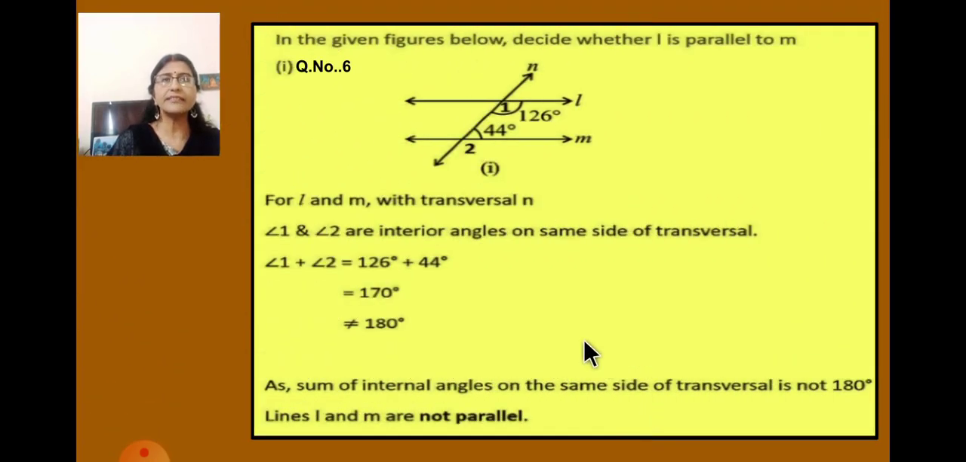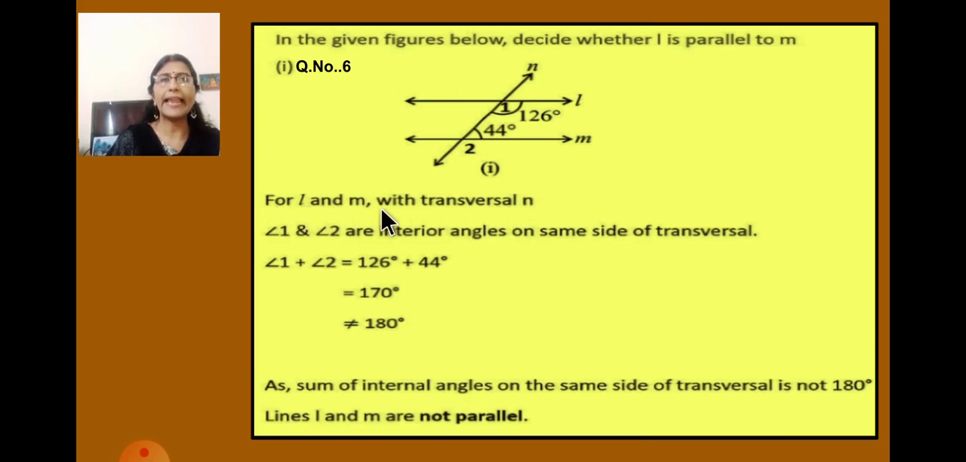Now the next question, next part here, this is the question. In the given figure below, decide whether L is parallel to M. This is question number 6. Question number 5 is over. Now question number 6, first part. And this is the figure given. And we have to find out here whether L is parallel to M or not. These two lines are parallel or not.